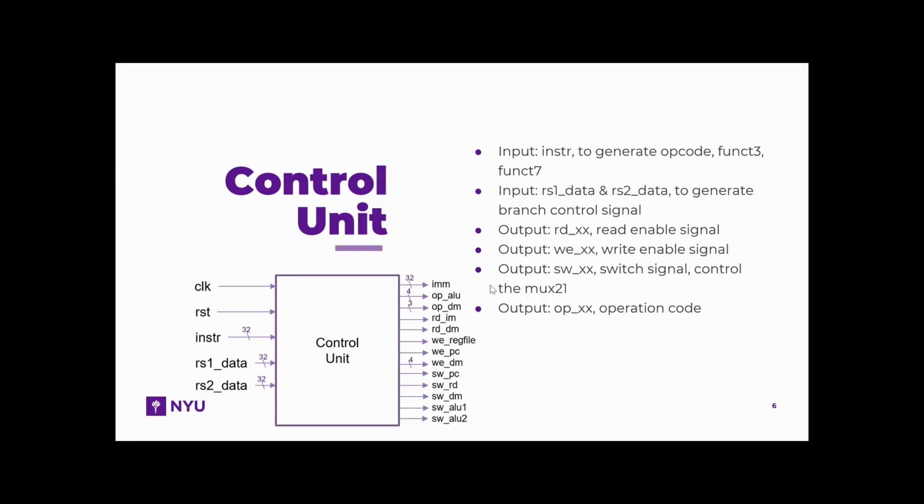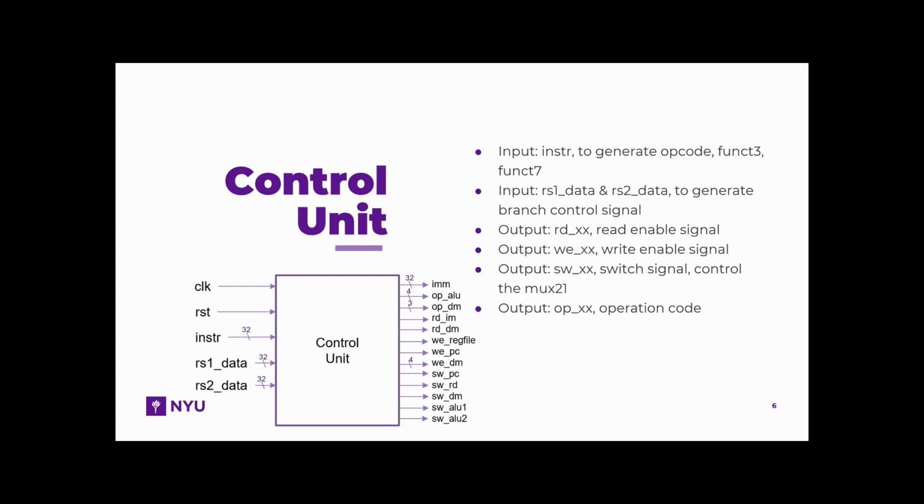First of all is the control unit. There are 2 main inputs. One input is the instruction, to generate the opcode, funct3, and funct7. Another input is data from RX1 and RX2, to generate the branch control signal. And there are also other 4 kinds of outputs. They are all control signals.